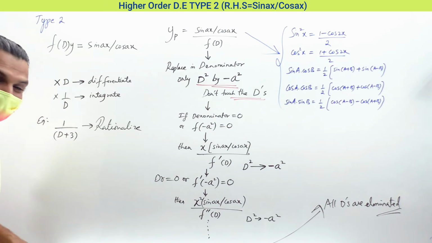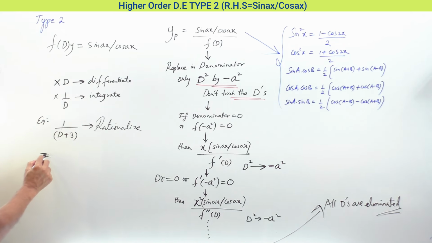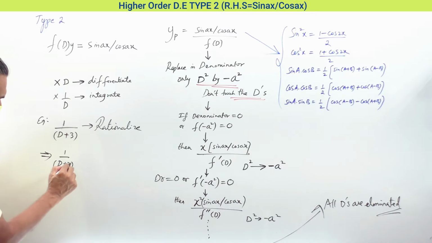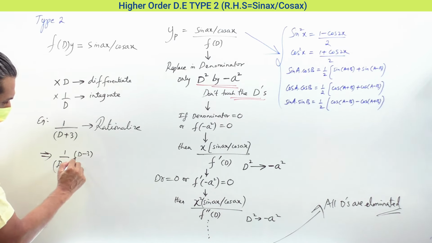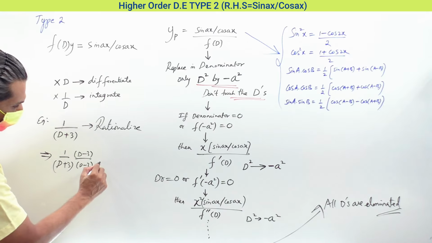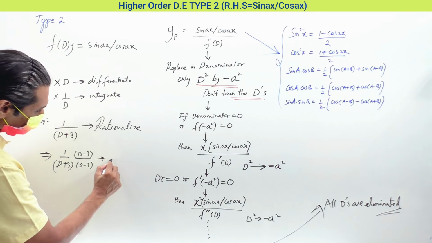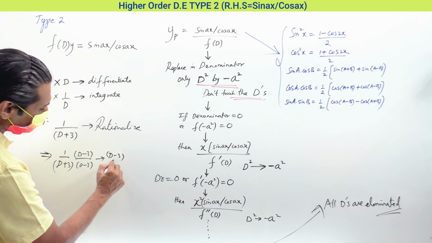Rationalize. What to do? Rationalize. That implies, if I am getting 1 upon d plus 3, what is the rationalizing factor of d plus 3? It is d minus 3 whole divided by d minus 3. So that means the denominator we are getting is d minus 3. This is just an example, okay.